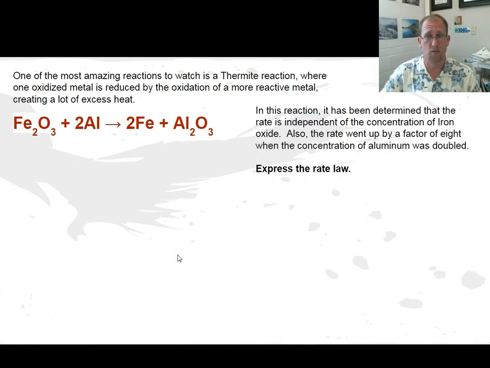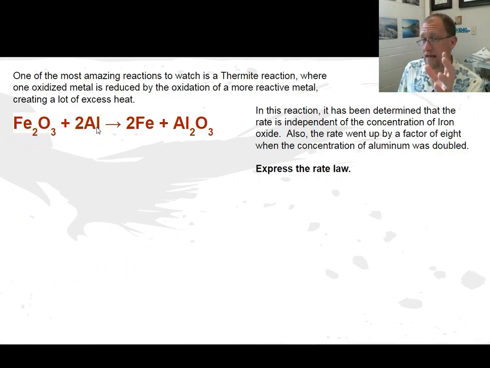Yay, reaction rate. Here we go. One of the most amazing reactions to watch is the thermite reaction. I'll show you a picture of it in just a moment. One oxidized metal is reduced by the oxidation of a more reactive metal. So you have metal number 1 that is an oxide, and metal number 2, and we reduce and oxidize at the same time, and it gives off truckloads of heat energy. It's really cool. One example of the thermite reaction, thermite is not a thing, by the way, it's the name of this reaction, is iron oxide plus aluminum.